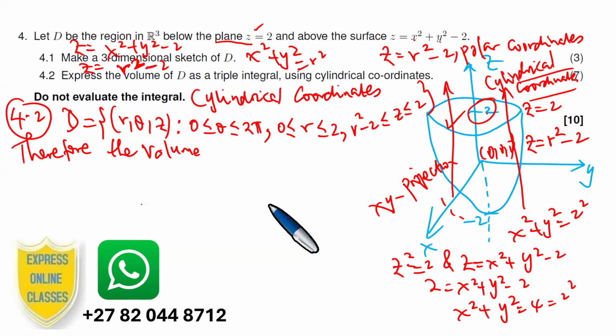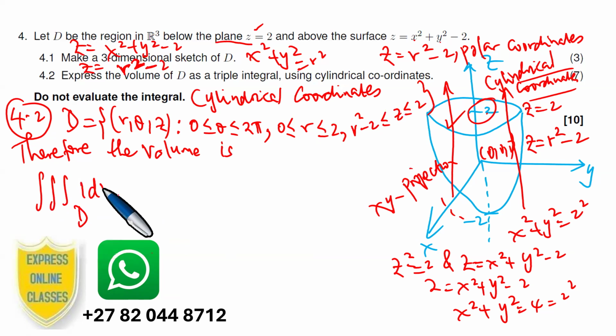So that now using cylindrical coordinates, we're able to do the following. So therefore the volume is the triple integral, which is the integral.